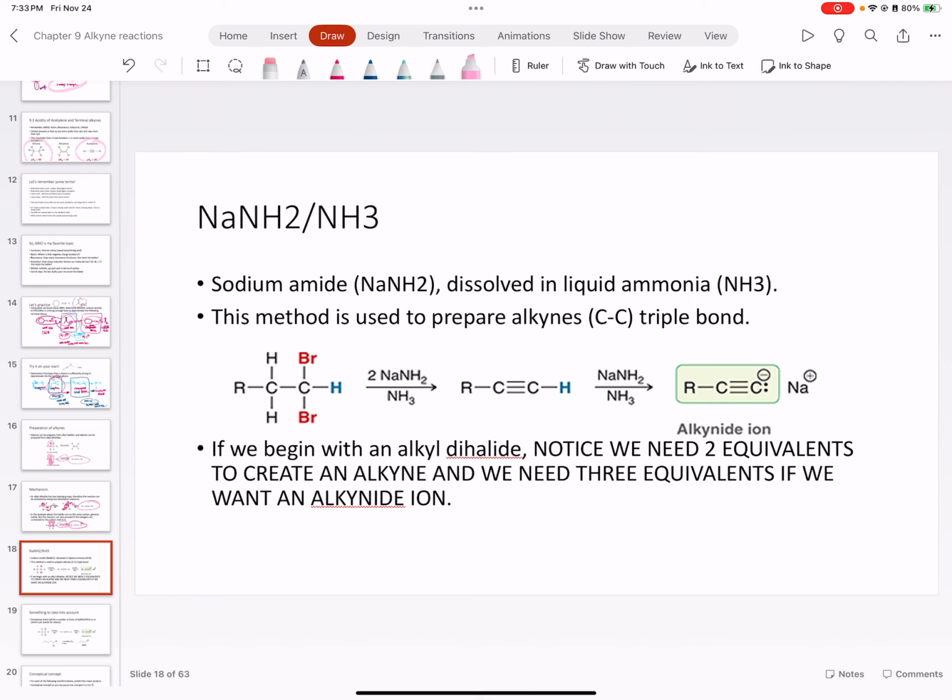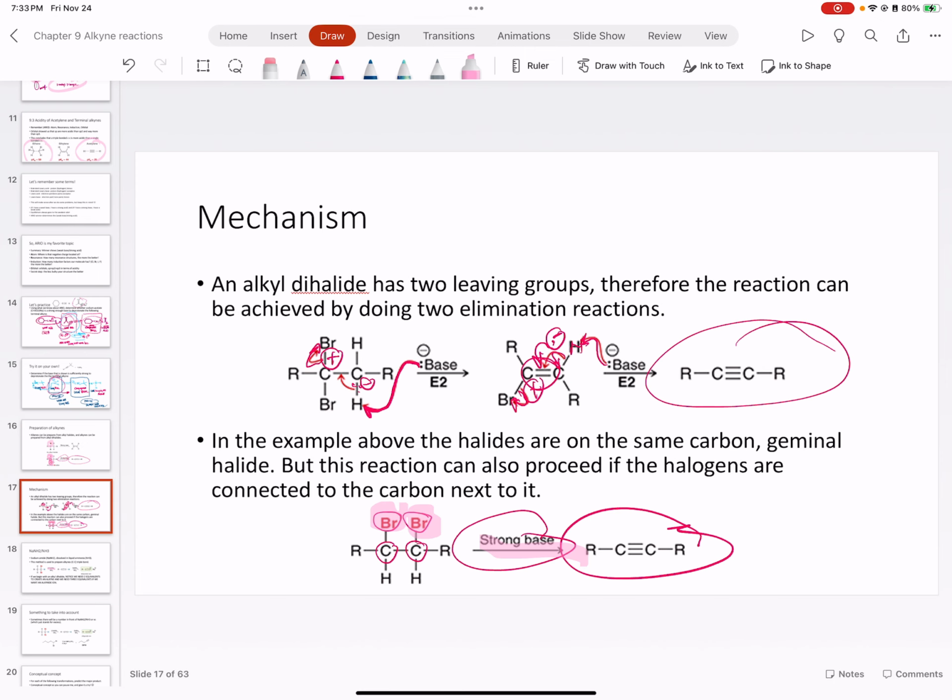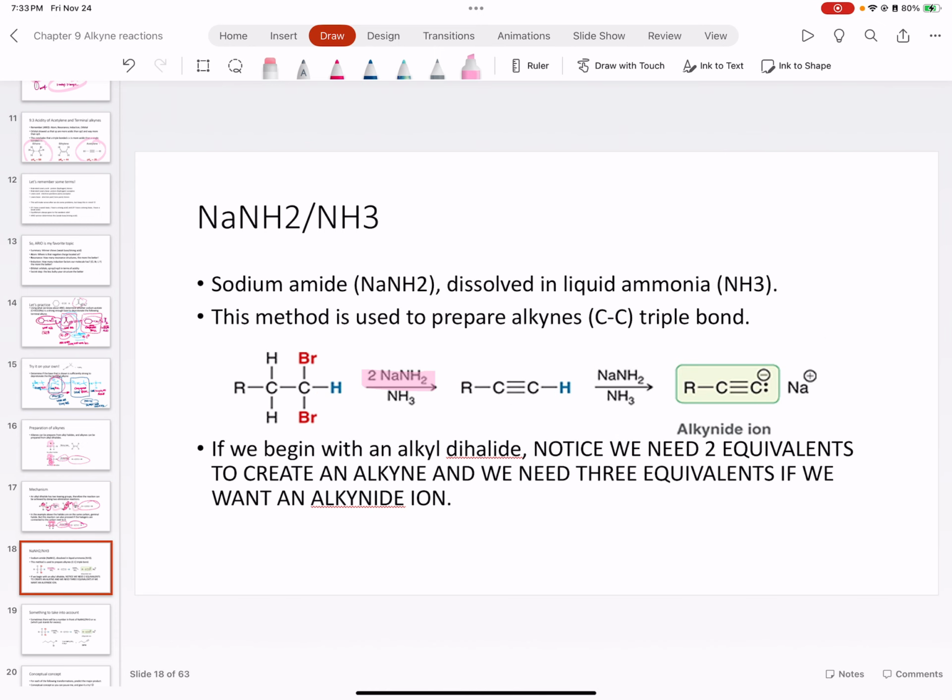NaNH2, or sodium amide dissolved in liquid ammonia, NH3, is the method used to prepare alkynes, triple bonds. You can see we have two equivalents of NaNH2, which makes sense because, due to the mechanism, we do elimination two times, so we need two equivalents of this base.